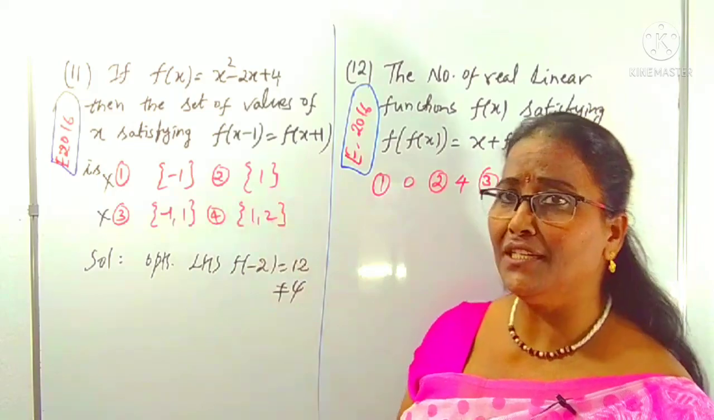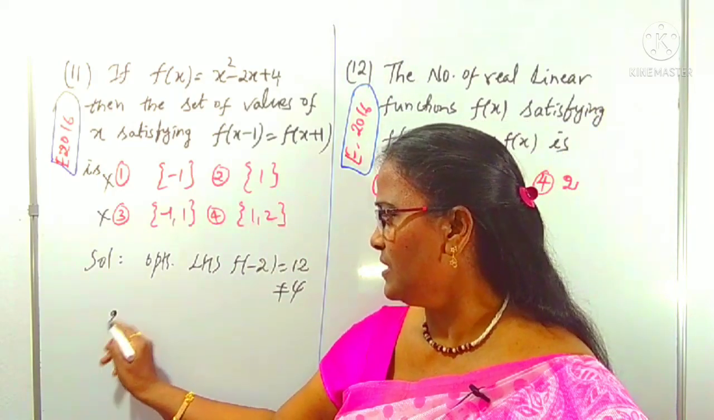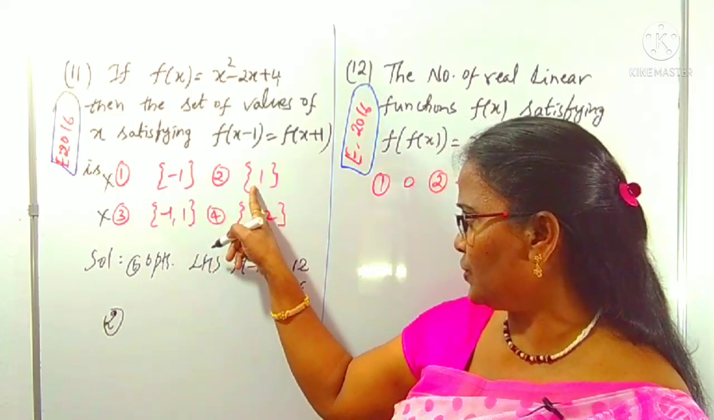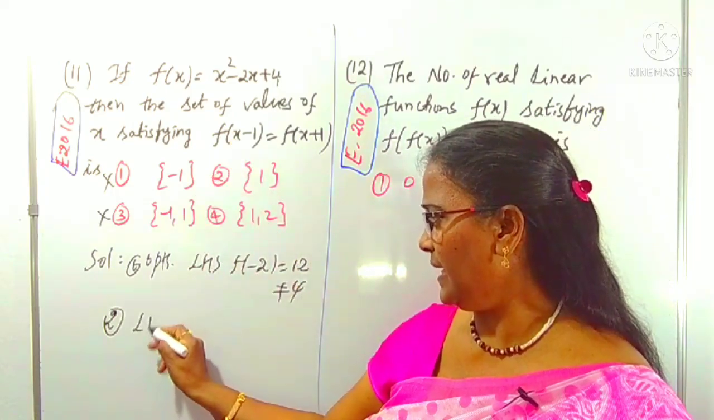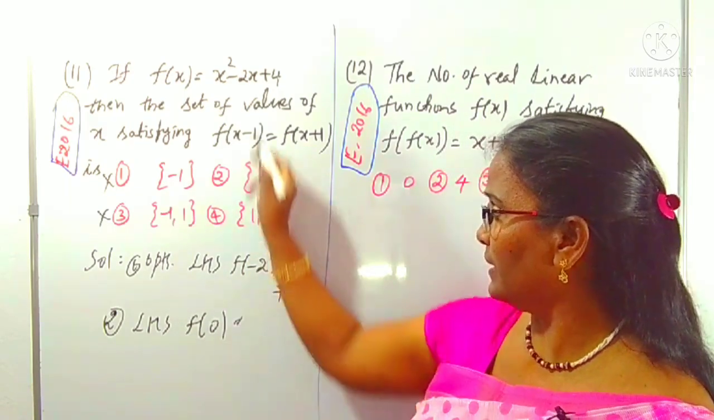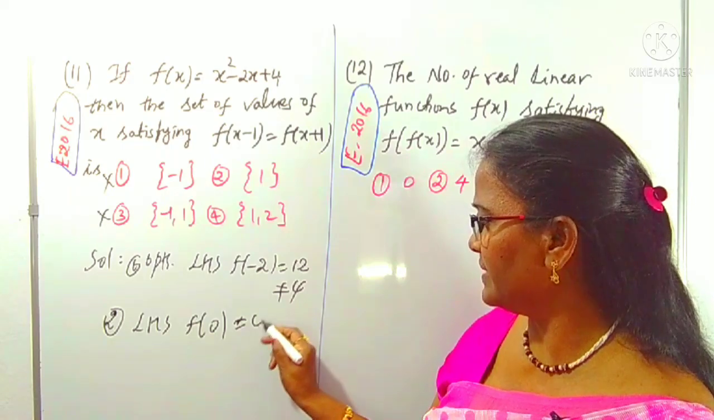Now we can concentrate on the second option. This is the first option I used; the second option I am using now. Take x equals 1 on the left side. LHS: x equals 1 means f of 0. F of 0 we already got as 4.